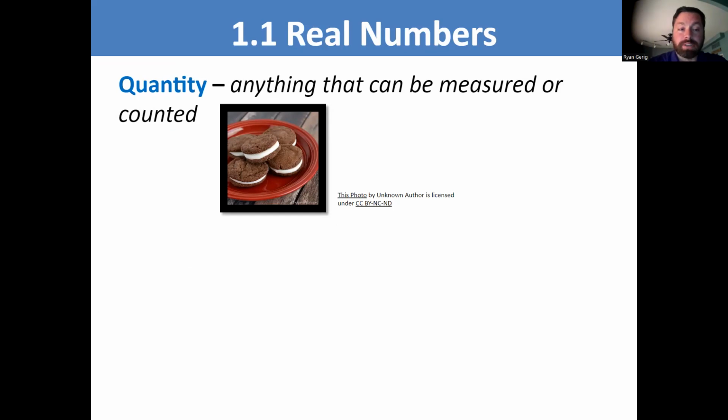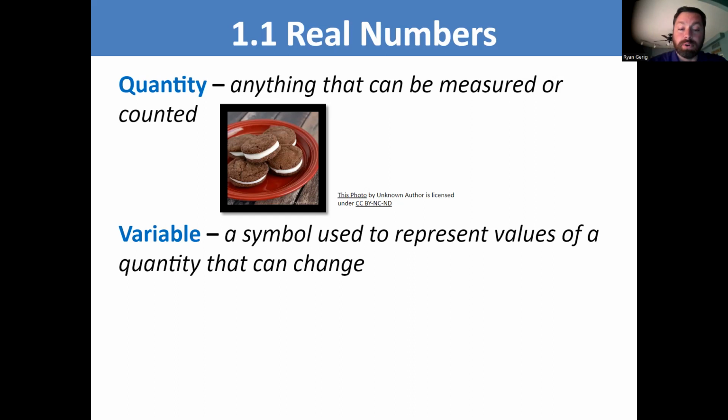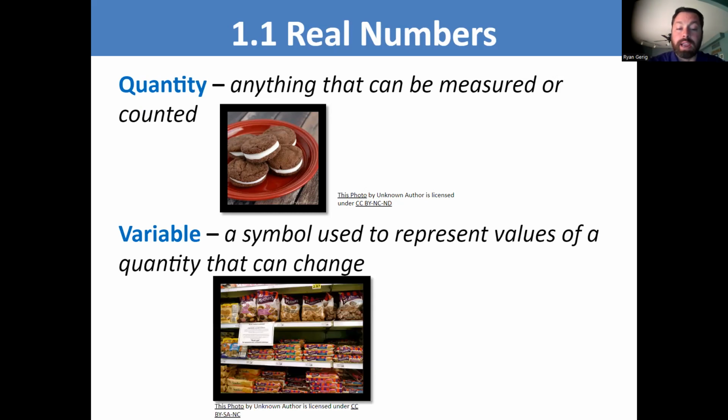Now, we're going to oppose that to a variable. A variable is a symbol used to represent values of a quantity that can change or that is unknown. So for example, let's stick with the cookies idea. Let's say we're at a store and we're buying cookies. The variable could be the cost of the cookies. Depending on what package you buy, that cost is going to change.